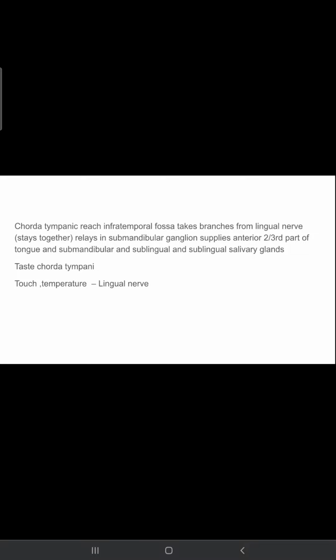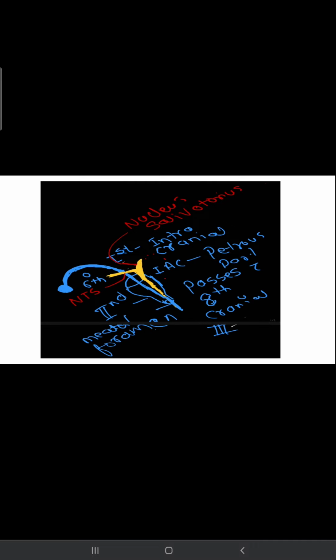We have already discussed the course of the chorda tympani, which runs posteriorly and reaches the infratemporal fossa. It takes branches from the lingual nerve, relays in the submandibular ganglion, and supplies the anterior two-thirds of the tongue and the submandibular and sublingual salivary glands. It also receives fibers from the lingual nerve. The lingual nerve carries touch and temperature. We have already discussed these things.